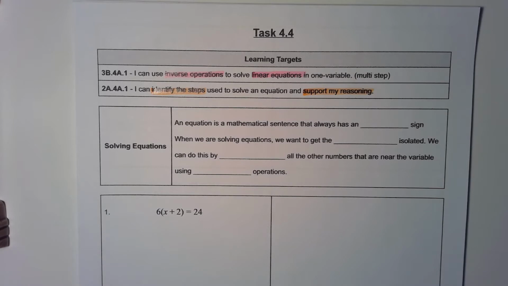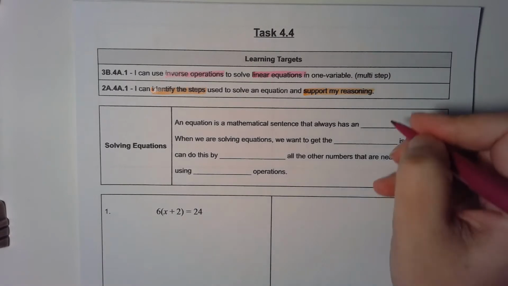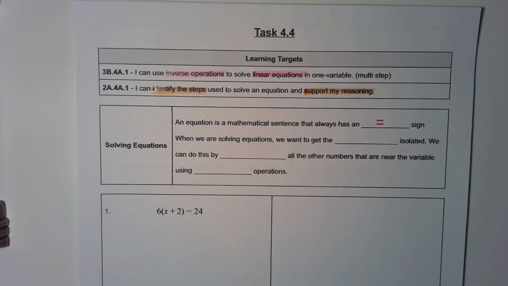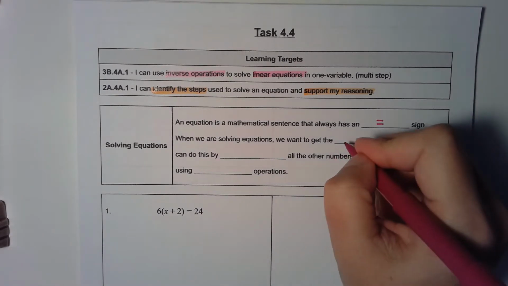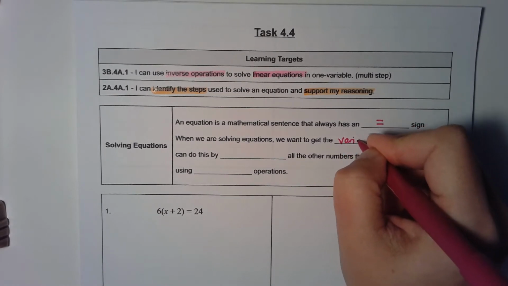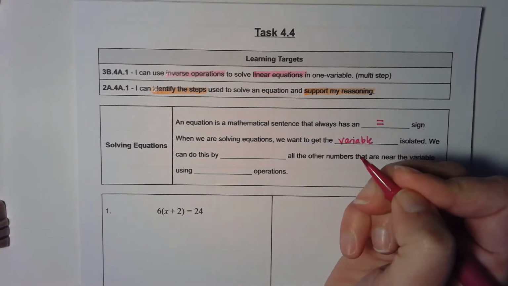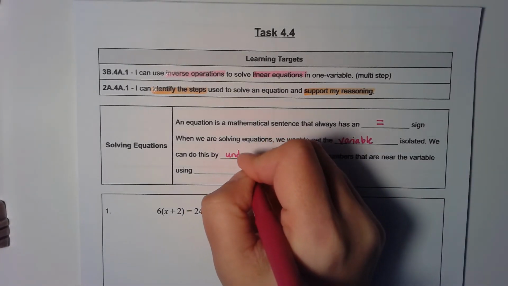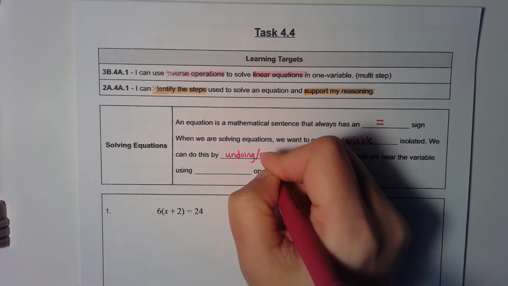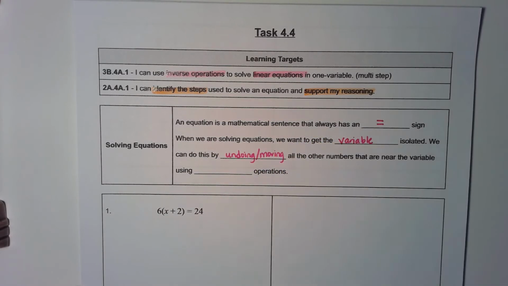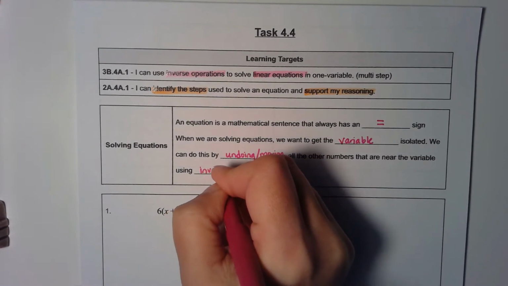So, when we're solving equations, and I just want to do this as a review because we have done this before, an equation is a mathematical sentence that always has an equal sign. So you're going to know you're supposed to solve because there's an equal sign. When we are solving equations, we want to get the variable isolated. We can do this by undoing or moving all of the other numbers that are near the variable using inverse operations.